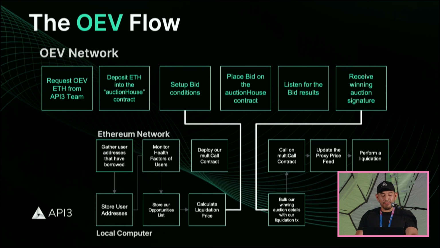Going a little bit deeper, this is pretty much the entire flow, right? We're basically doing the same thing: getting the addresses, checking the health factors, and making sure our deployed multi-call contract is ready to use. And so now we have our liquidation price calculation, right?